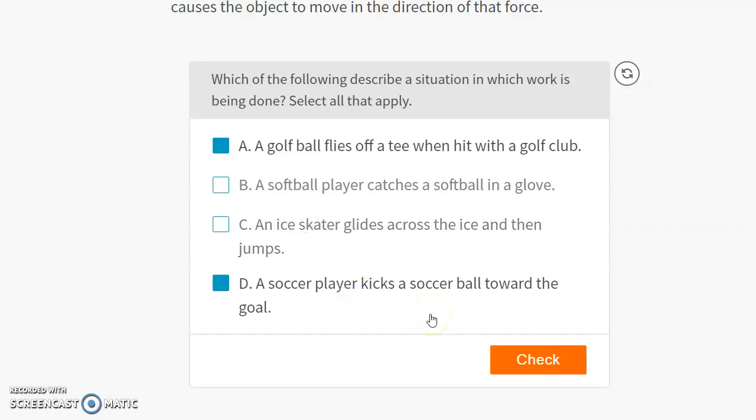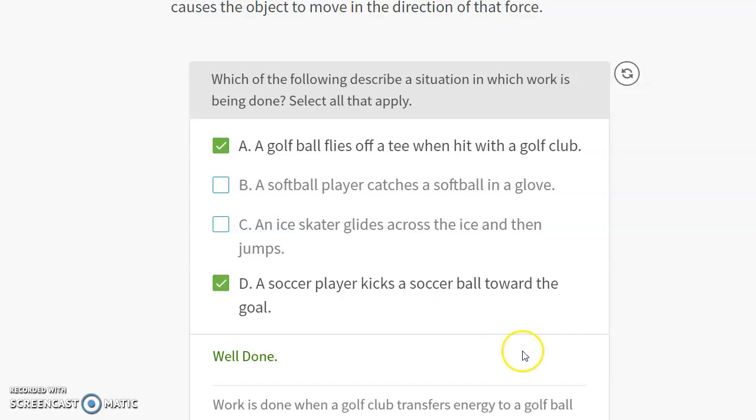So if they catch the softball, they didn't throw the softball, right? They weren't throwing it. Throwing it would be work being done. Catching it, not so much. Gliding across the ice, not as much as the golf ball being hit and the soccer player kicking the soccer ball. So there was an action happening, not just gliding, but actually causing an action.